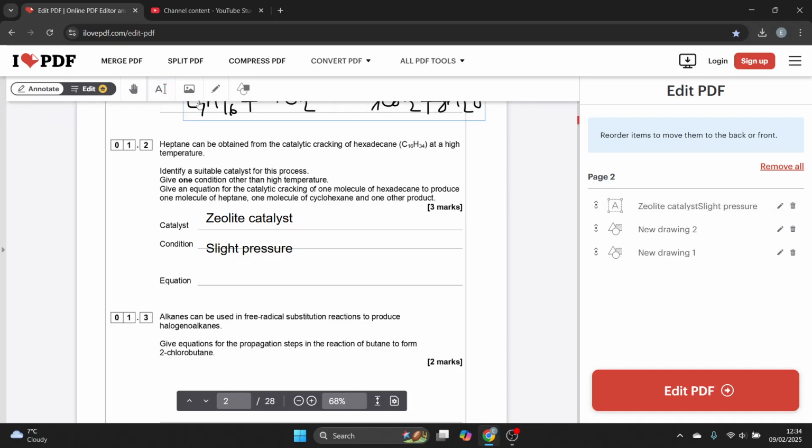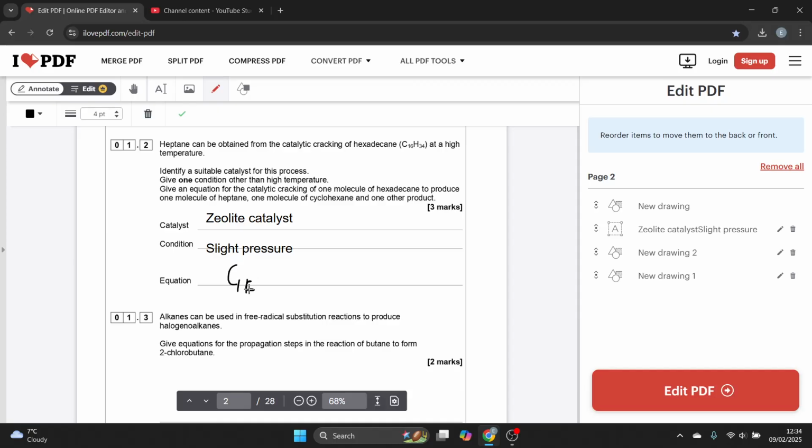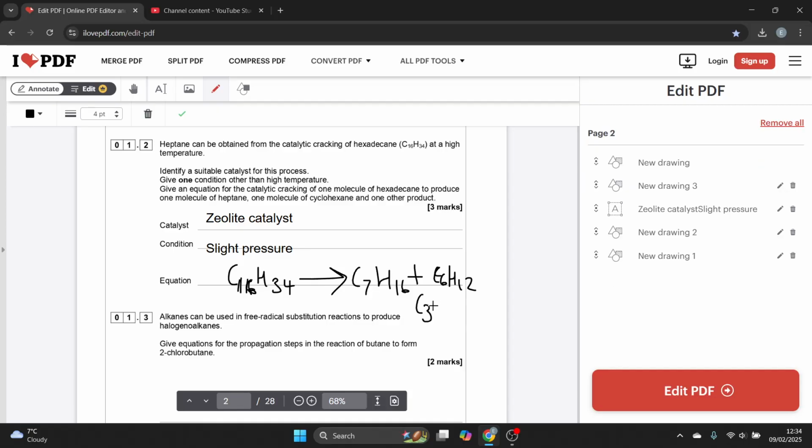And then give an equation for the catalytic cracking of one molecule of hexadecane, C16H34, to one molecule of heptane, C7H16, plus one molecule of cyclohexane, C6H12, and therefore the remaining product must be C3H6, an alkene. C16H34, heptane C7H16, use CnH2n+2, cyclohexane C6H12 and one of the products C3H6.